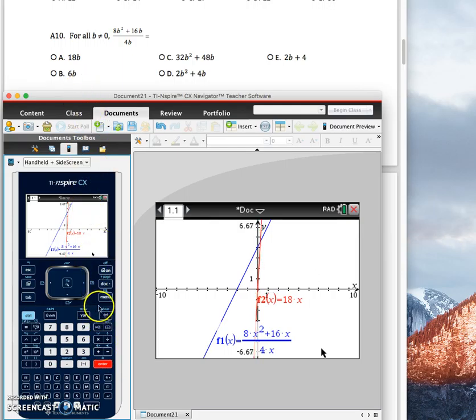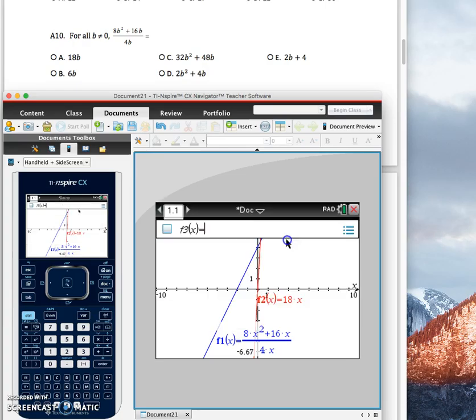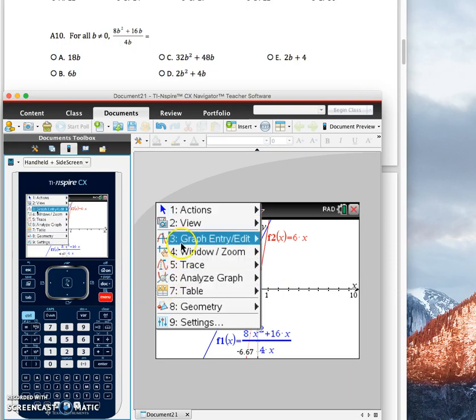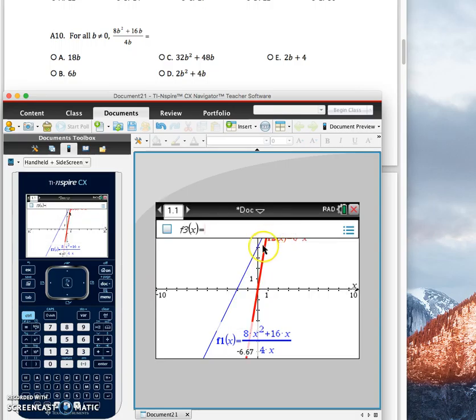We'll do 6b real quickly. So we go back to menu, graph, function, and we don't do a third one. We just really want to get rid of this one. So let's just put 6x in, and we graph. Notice that it is not the exact same, and we're going to go ahead and get rid of it. So again, we go to menu, graph, function, arrow up, let's get rid of the 6x.